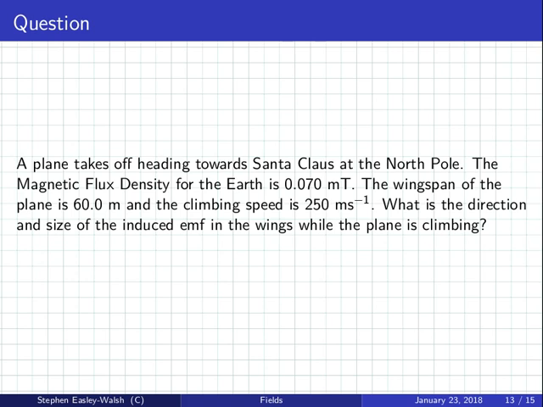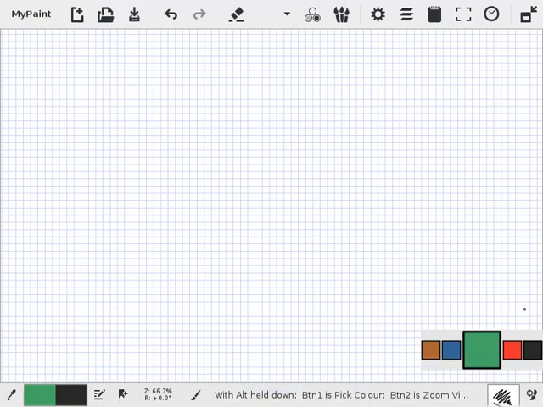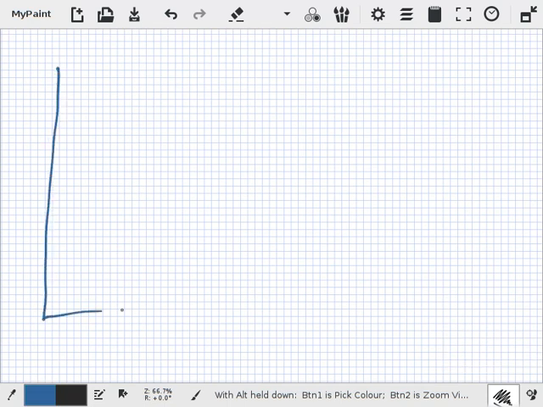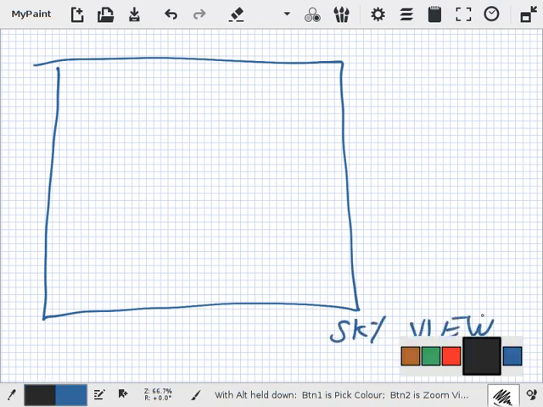So I'll just draw that for you. Okay, so here's the picture. If I look from the sky as a bird, so, sky view. So here is the North Pole.